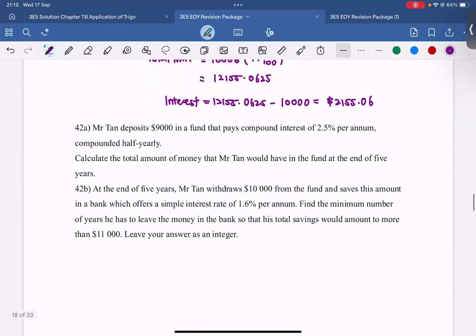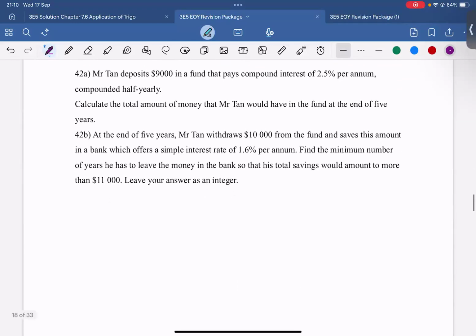Next. Mr. Tan deposits $9,000 in a fund that pays compound interest, compounded half yearly. Calculate the total amount at the end of 5 years. So just a repeat of the question. So total amount equals to P, 9,000, 1 plus. What's the R? Joe, what's the R?